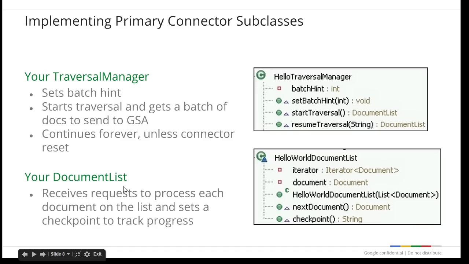The document list is created by the Traversal Manager. It's responsible for fetching each document into a batch and setting a checkpoint when the batch has been created or when the fetch process is interrupted. This checkpoint will be used for the next traversal when the resume traversal method is called.